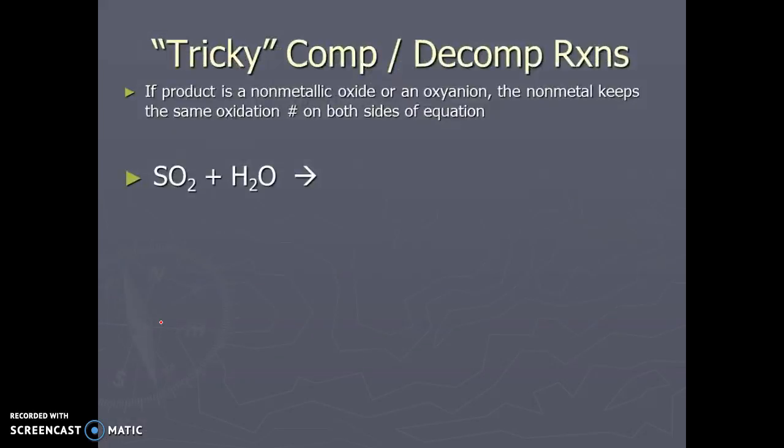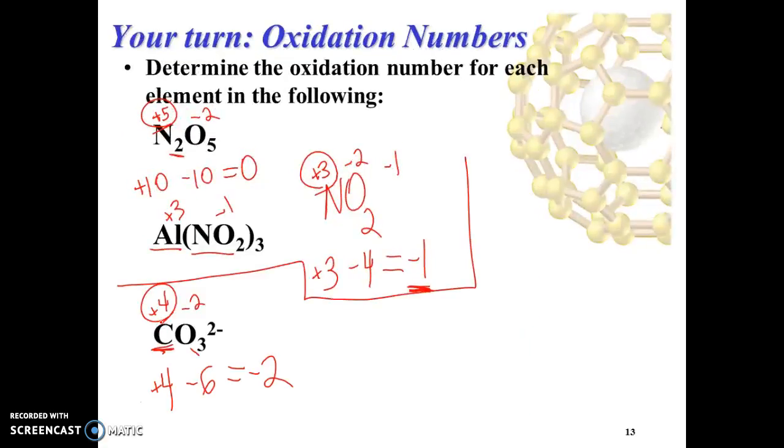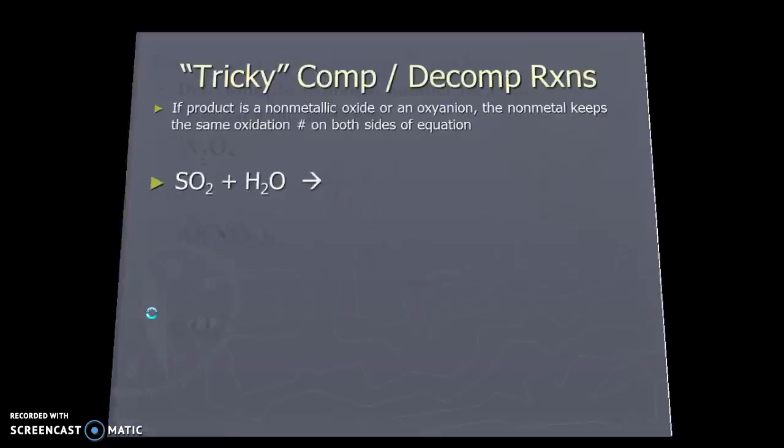Now we might be wondering, okay, what does all of this oxidation stuff have to do with writing equations for reactions? Well, we just looked at some of those cases where we had those non-metallic oxides. And so we're going to get things like this that are non-metallic oxides, and it'll help tell us what the formula is going to be.